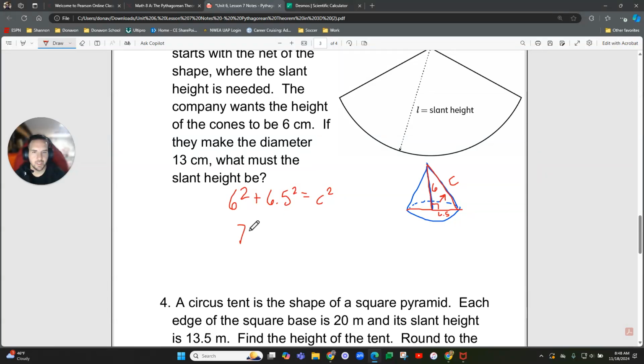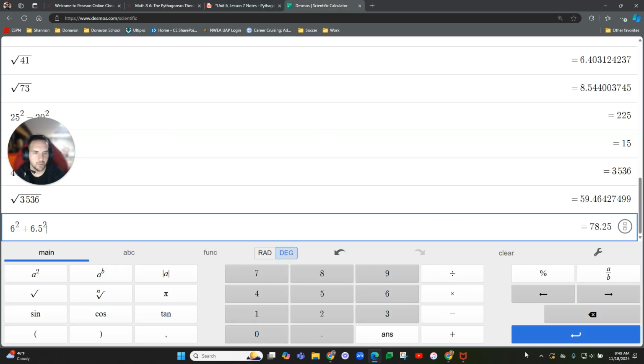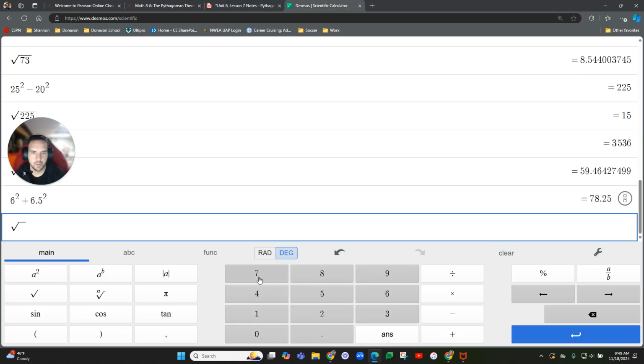So this is 78.25. And again, our last step is always to take the square root of that number to get c by itself. So the square root of 78.25 is 8.85, we'll say.